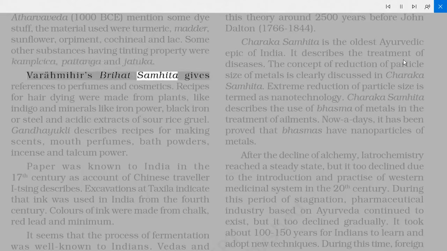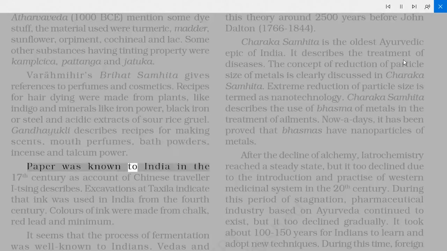Varahamihira's Brihat Sanhita gives references to perfumes and cosmetics. Recipes for hair dyeing were made from plants, like indigo and minerals like iron powder, black iron or steel and acidic extracts of sour rice gruel. Gandhayukti describes recipes for making scents, mouth perfumes, bath powders, incense and talcum powder.